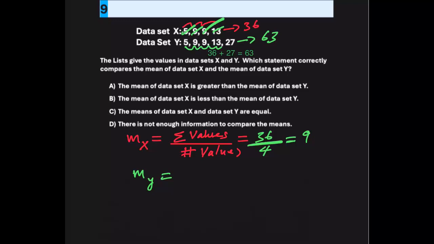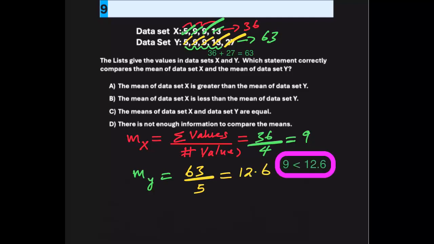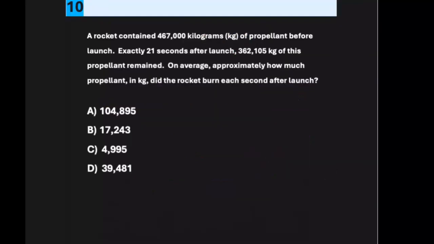And how many values do we have? 1, 2, 3, 4, 5. 5 values. Therefore, the mean is equal to the sum of the values, which is 63 over the number of values, which is 5. And that's equal to 12.6. So the mean of dataset X is less than the mean of dataset Y. Okay, and let us check the answers. This one here, the mean of dataset X is less than the mean of dataset Y. And that's the answer.